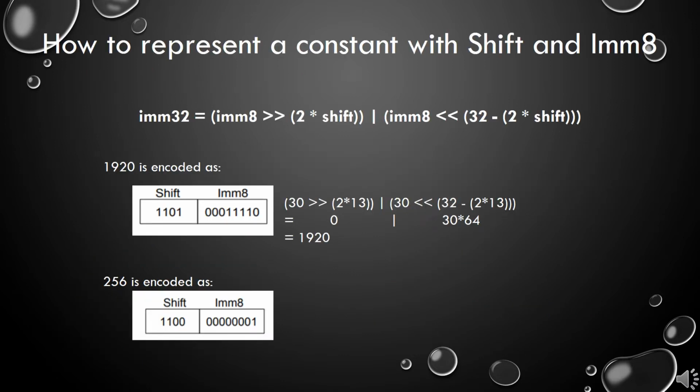In this slide, we want to represent a constant with shift and immediate 8. We have a certain formula to find this value, and this formula contains shift right, shift left, and a bitwise OR. For example, if you want to represent 1920, we represent first of all shift with the number 13, immediate 8 with 30, and we apply the formula above to get the final value, which is 1920, and the same applies to 256.